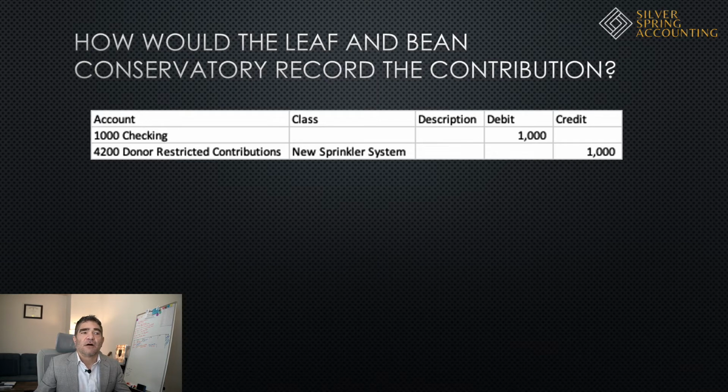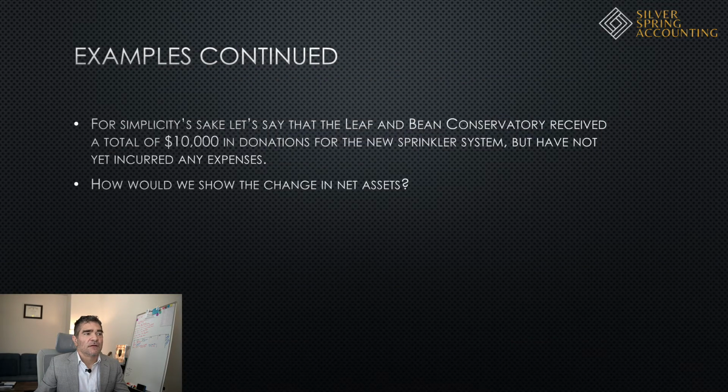But overall, I would prefer to create a class. Once we're done with this campaign, we can close that class out. So for simplicity's sake, let's say that the Leaf and Bean Observatory received a total of $10,000 in donations for the new sprinkler system, but they haven't incurred any expenses yet.